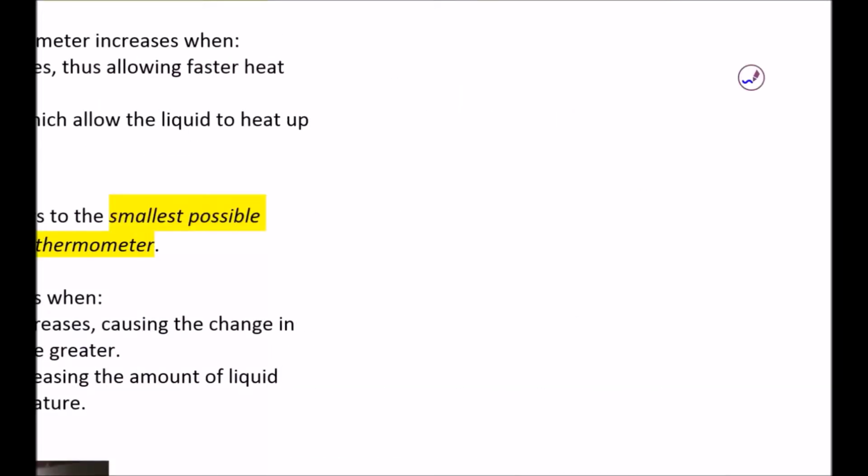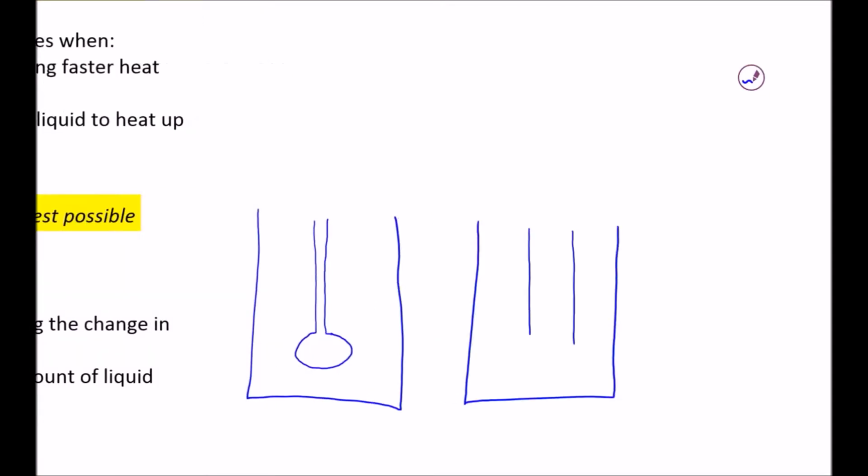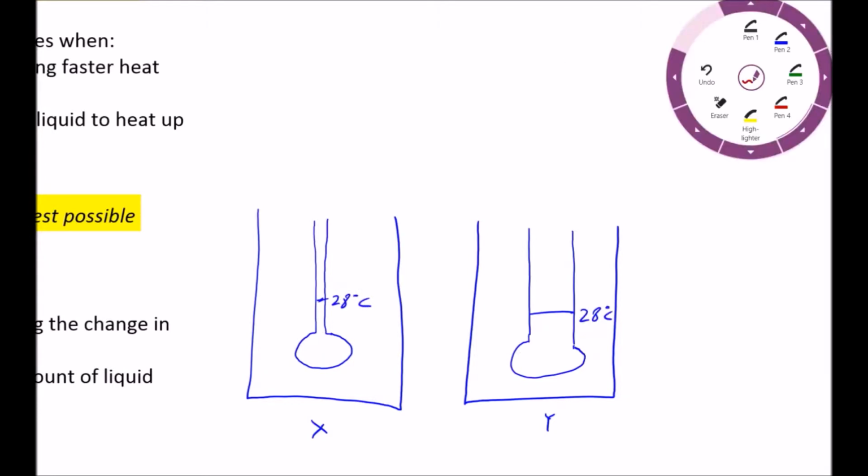Assume that we have two thermometers. Let's call the thermometer on the left as X and the thermometer on the right as Y. Assuming that both thermometers are now placed at room temperature, so they will both register a reading of 28 degrees Celsius. Next, let us say that there's an increase in temperature of 5 degrees Celsius.